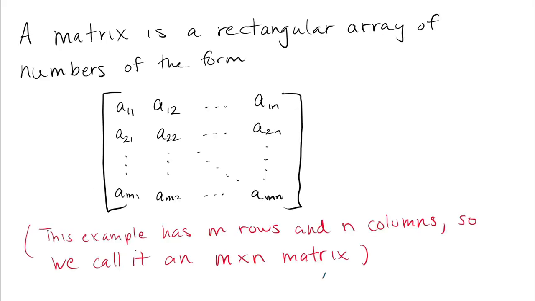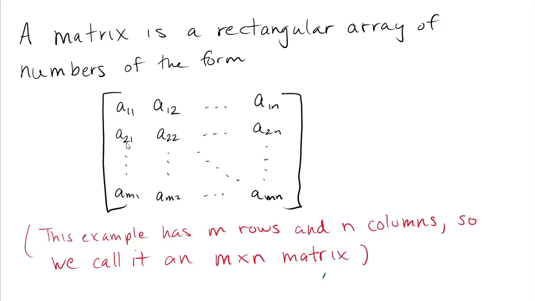A matrix is just a rectangular array of numbers. So you can see we've got a bunch of entries inside of these large square brackets. The first entry is A11, and the 1 indicates that we're in the first row and the first column. Next to that you see A12, which is in the first row, second column, and so on until we get to the last column, which I've called column N. So we have N columns.